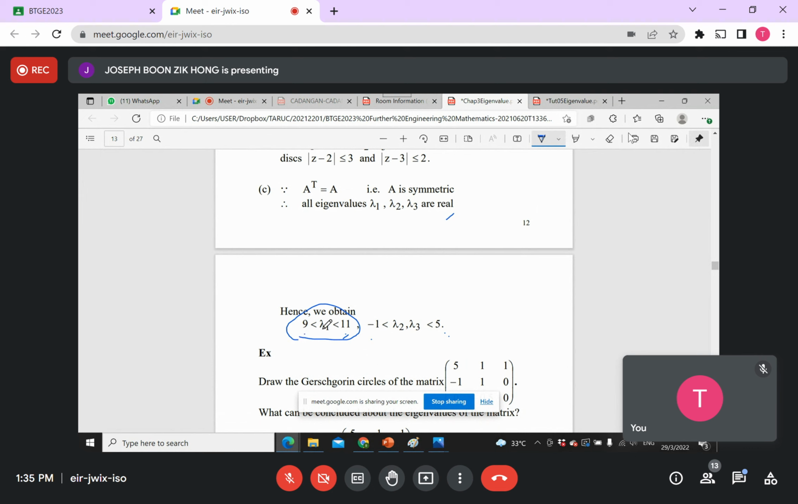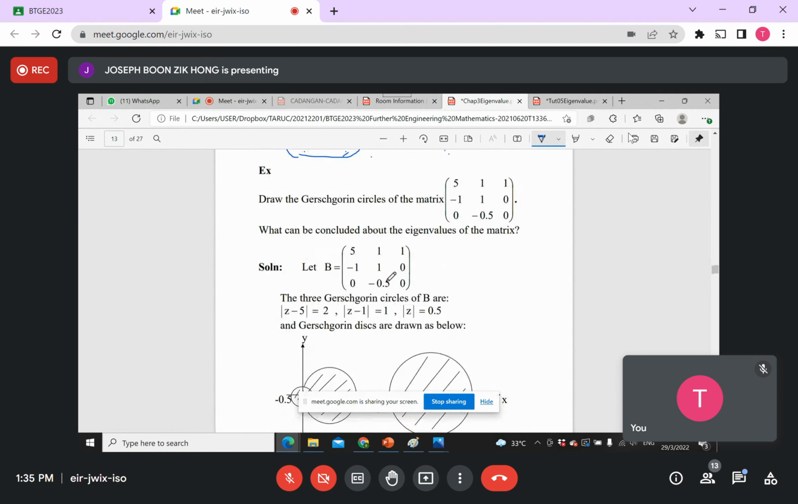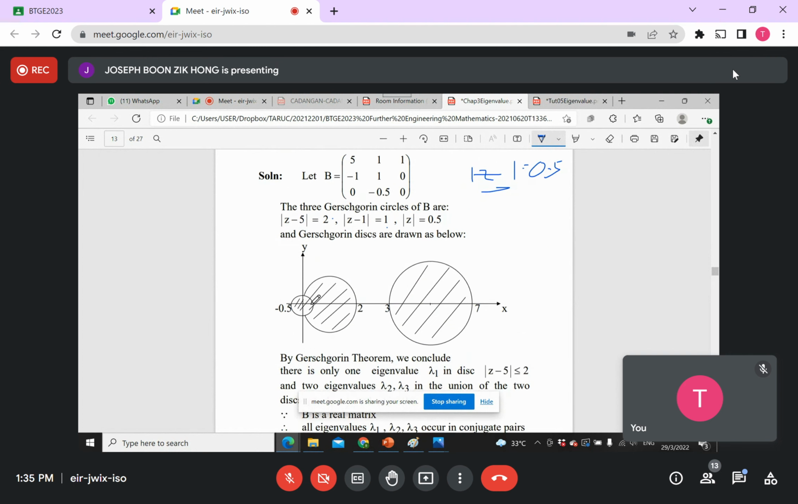Okay, this is another example. If you want to draw the Gershgorin circles of this one, z minus 5 is equal to 2, which is the first one. z minus 1 equal to 1 is the second one. z minus 0, which is just z, equals 0.5. So the center is at the origin, and the radius is 0.5 here.